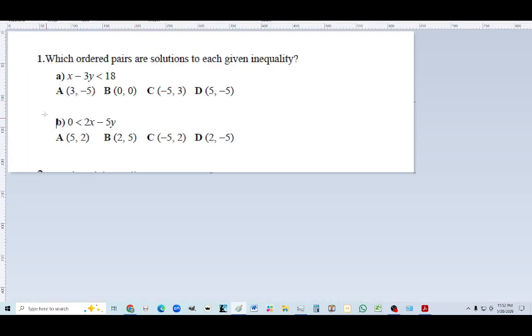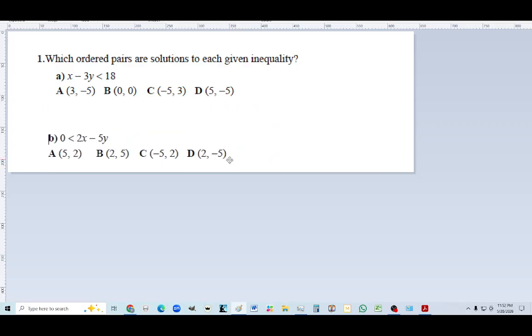Well, this is quite easy because all you would have to do is plug in both values into the formula to see if it's smaller than 18. So 3 minus 3 times minus 5 is plus 15. So 18 is on the left. Is 18 smaller than 18? No. That's because that point is right on the line. So that is not below 18.